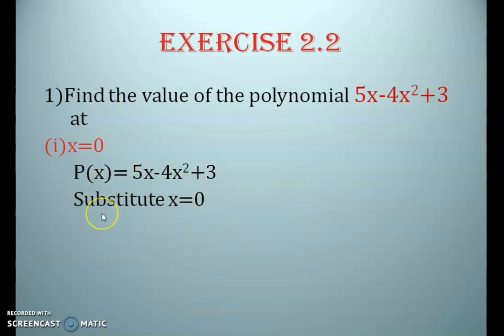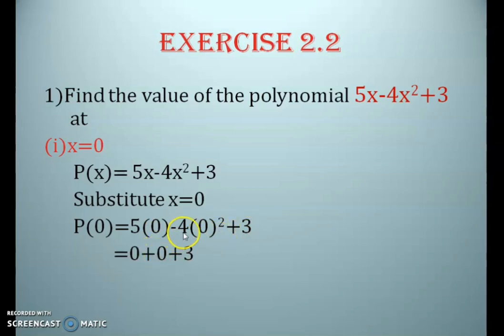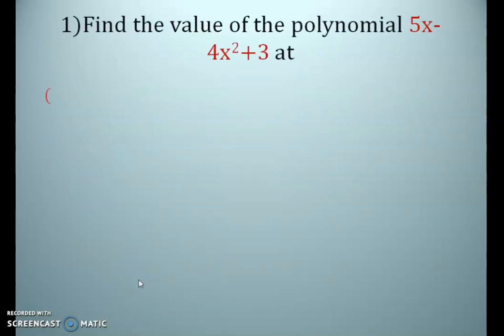So let's substitute that. P of 0 equals 5 into 0 minus 4 into 0 squared plus 3. So 5 into 0 is 0, minus 4 into 0 squared is 0, plus 3. So we get the answer as 3. We'll move on to the next sum.